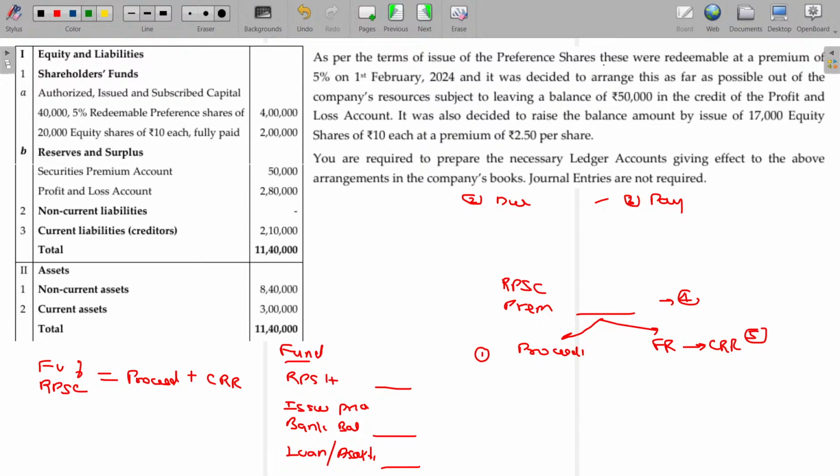At the time of issue of preference share, there was a redeemable premium of 5%. So as per the terms of issue of preference shares, these were redeemable at a premium of 5% on 1st February 2024. And it was decided to arrange this as far as possible out of company's resources, subject to leaving a balance of 50,000 in the credit of the profit and loss. Predominantly they want to use the CRR, but they need to maintain at least 50,000 in the profit and loss account. So in profit and loss account, they need to maintain how much? 50,000 rupees. They can use how much? 2.3 lakhs can be used.